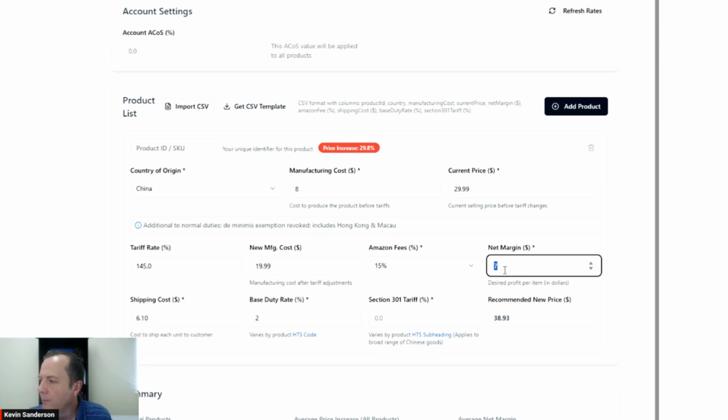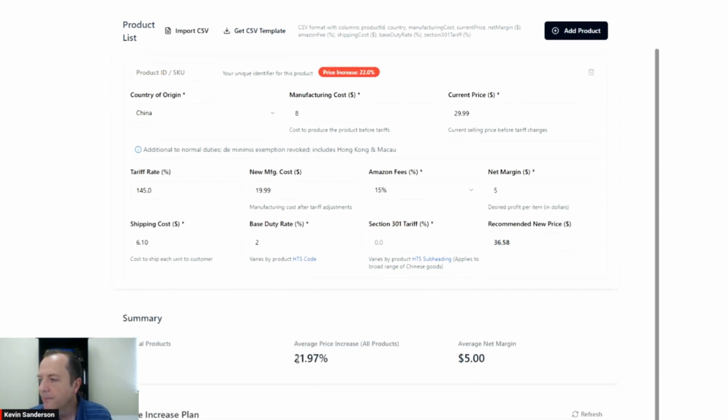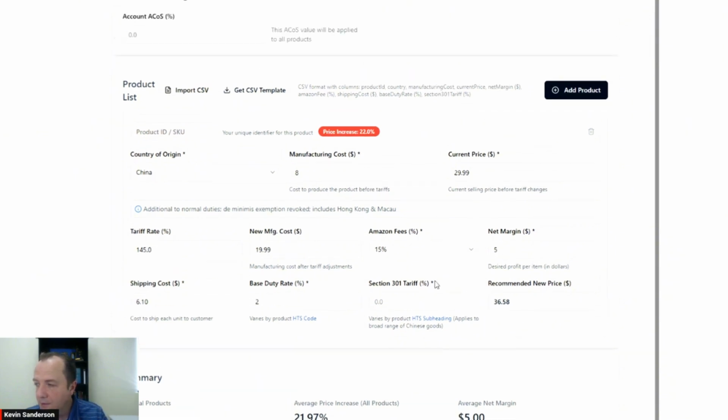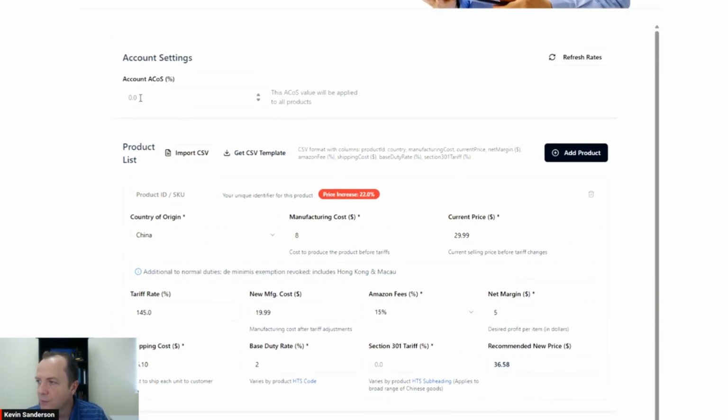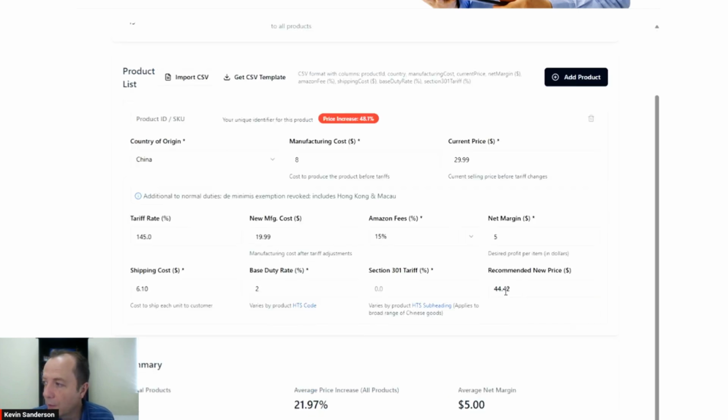So, okay, what if I'm okay with only having $5 per unit while we figure this whole thing out? So let's say $36.58. Then you might be saying to yourself, okay, now if I figure that out, but what about PPC costs? So let's figure out what your TACoS would be. So account-wide ACoS. Let's just say you have a 15% ACoS. Now you've got to think about raising your price a little bit more. So you maybe need to raise it to $45-ish.